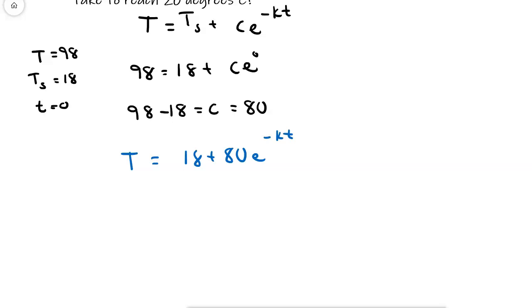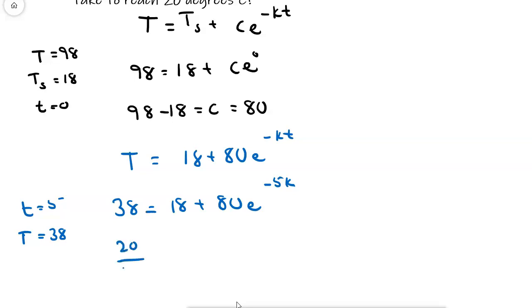Now, another piece of information: after 5 minutes, the egg's temperature is 38 degrees. The temperature of the surrounding medium is still the same. So 38 equals 18 plus 80 e to the negative 5k. All right, bring things over and divide. 38 minus 18 is 20, and we're going to divide both sides by 80.